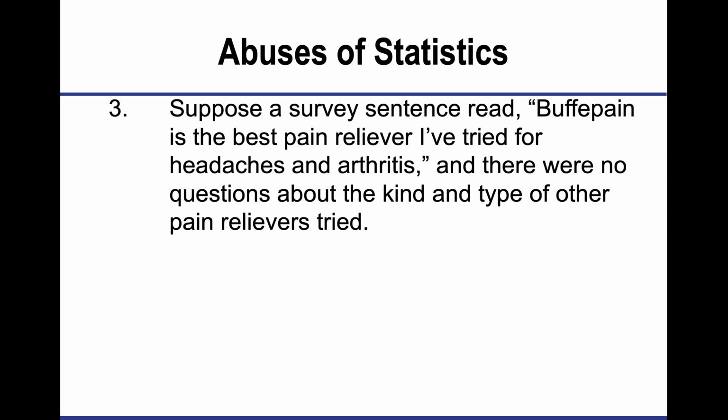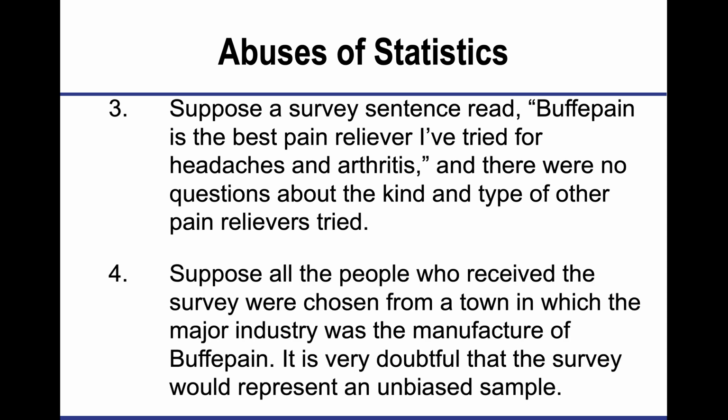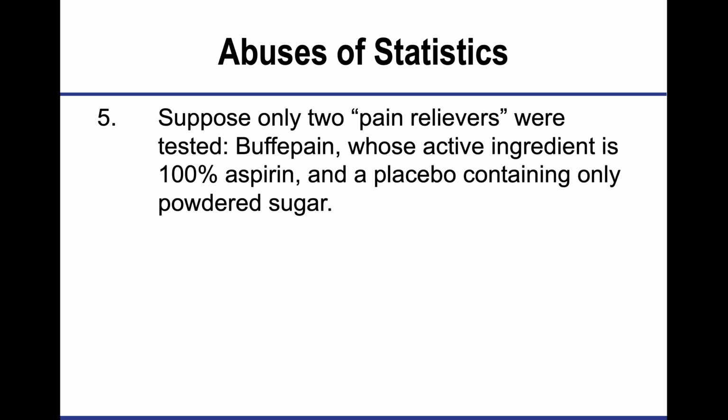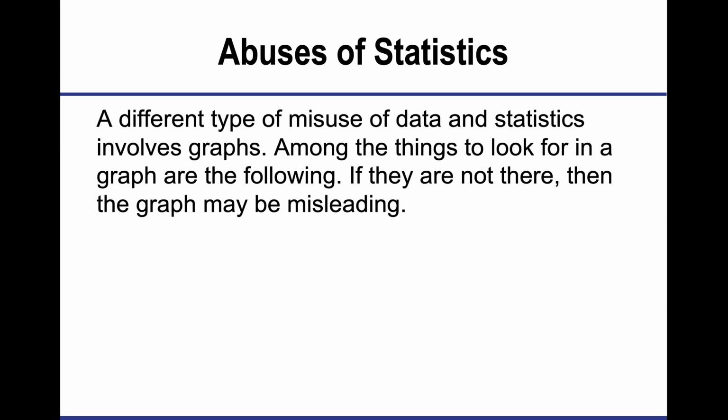What if this one says it's the best pain reliever I've tried for headaches and arthritis? Well, did they ask about other pain relievers? Did they ask specifically about headaches and arthritis, or did they just ask in general? What if the people who received the survey were from a town where they manufacture this and a lot of people are employed by this plant? They might answer differently because of that. What about if they only compared 2? What if they just said Tylenol versus this? Or what if they gave them a sugar pill and said, how does this work compared to this? And the people didn't know they were taking the sugar pill. That could also be a problem.